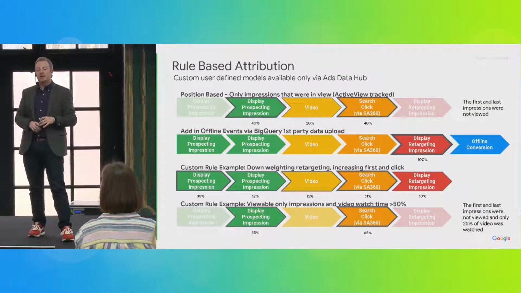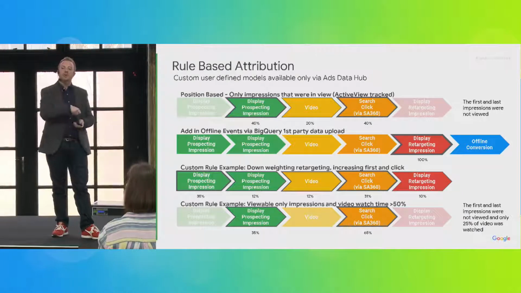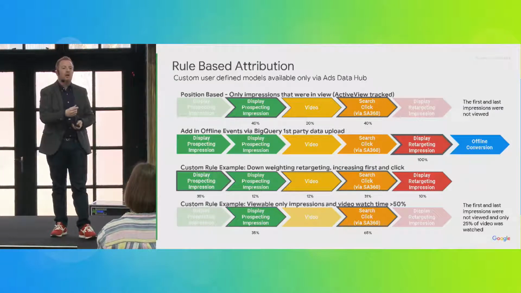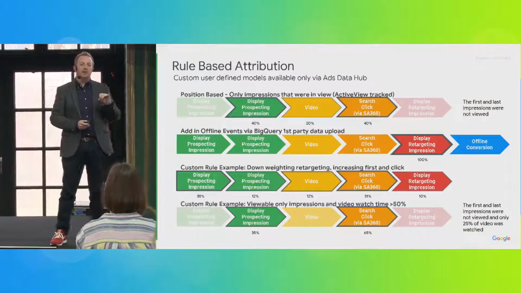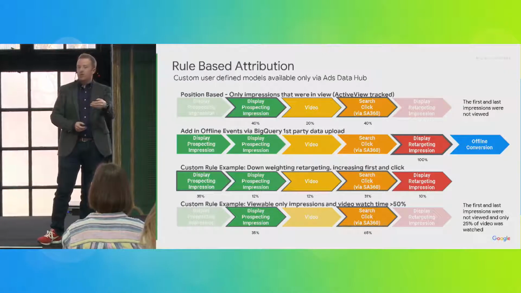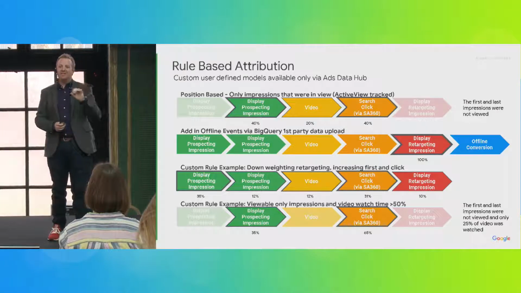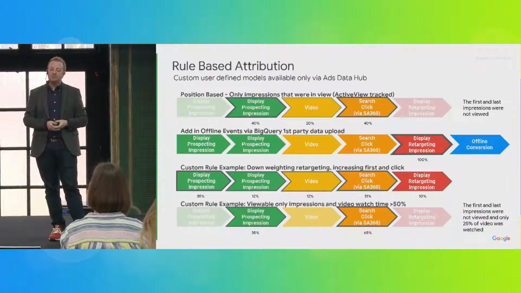Inside Ads Data Hub, for example, you could say, well, I actually only want to give credit to an impression if that ad was actually seen by a human. So using our Active View metrics for viewability, you can say, I don't want to give credit for this impression because it wasn't viewed. Or I know from this media channel they're not passing viewability, so I want to give it slightly less weight than an impression that I know was definitely seen by a human.